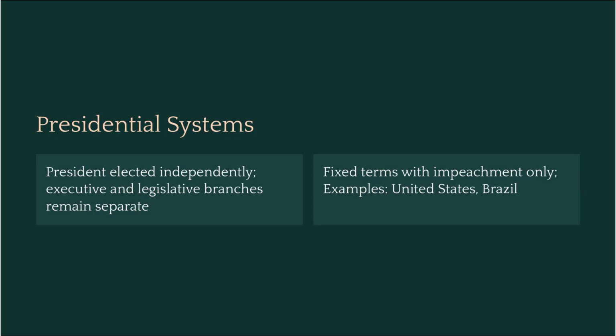Let's move to how laws are actually made. In a parliamentary system, there is a fusion of power. The prime minister isn't elected separately. They are chosen directly by the legislature. It's a package deal. The executive and legislative branches are fused together. This happens in Canada and the UK. A key feature here is the vote of no confidence. If the legislature decides the leader is failing, they can remove them immediately.